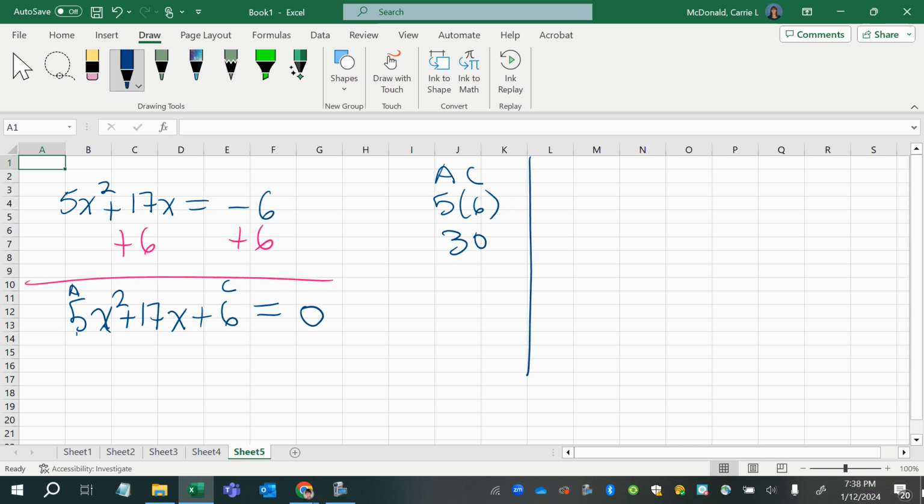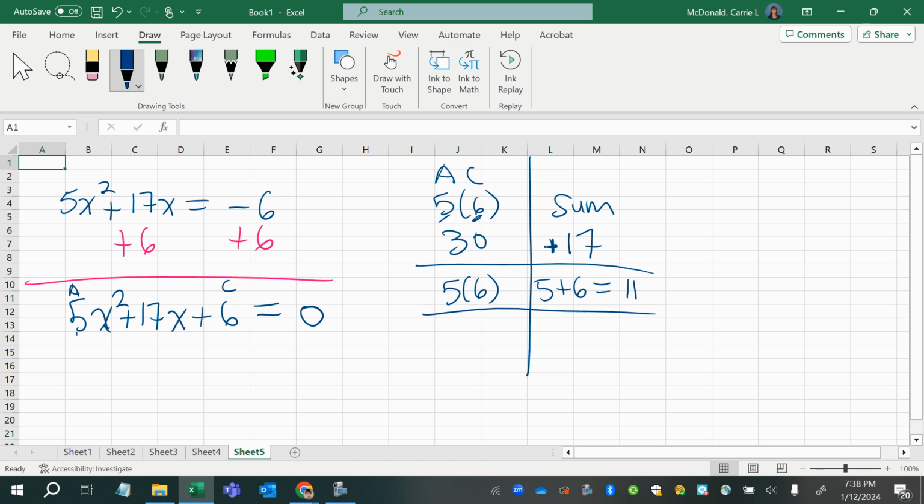Now I'm going to look for factor pairs that give me 30, but also add together to give me a sum of 17, and that is positive. So with a positive product of 30 and a positive sum of 17, both of these numbers would be positive. So I'm going to start with the most obvious thing, since I just multiplied 5 and 6. 5 times 6 obviously is a factor pair that gives 30. But when I add 5 plus 6, I get 11, not 17. So I've got to keep looking.